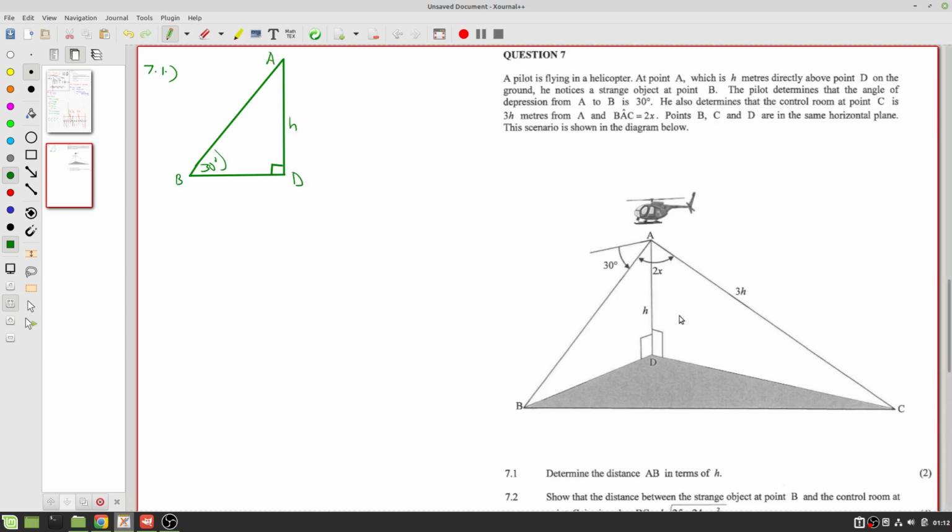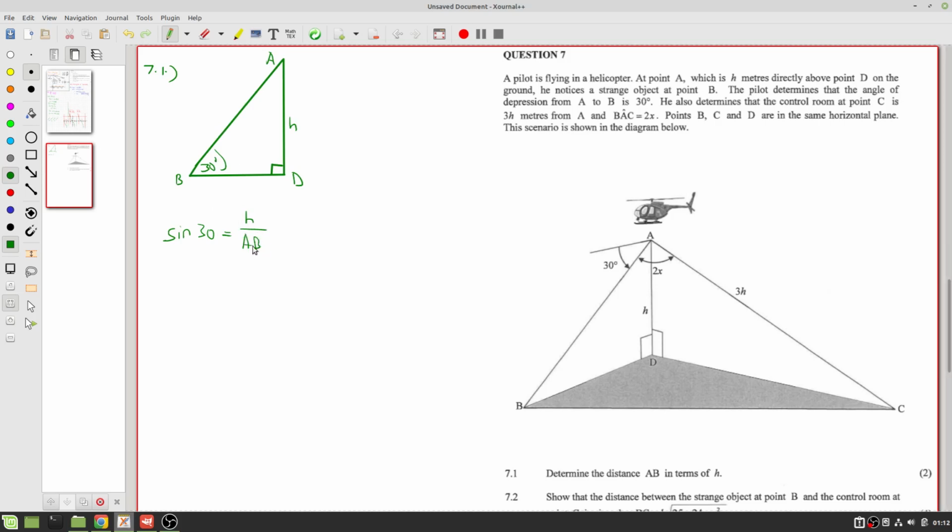I took this triangle out and put it separately on its own so we can work from here. We need to find AB. We have an angle, we have a side, we need another side, so we can use sin, cos, or tan. We've got a 90-degree triangle. We have the opposite side and want the hypotenuse, so opposite and hypotenuse will give us sine. Sine of angle B, which is 30 degrees, equals the opposite, h meters, over the hypotenuse, which is AB.